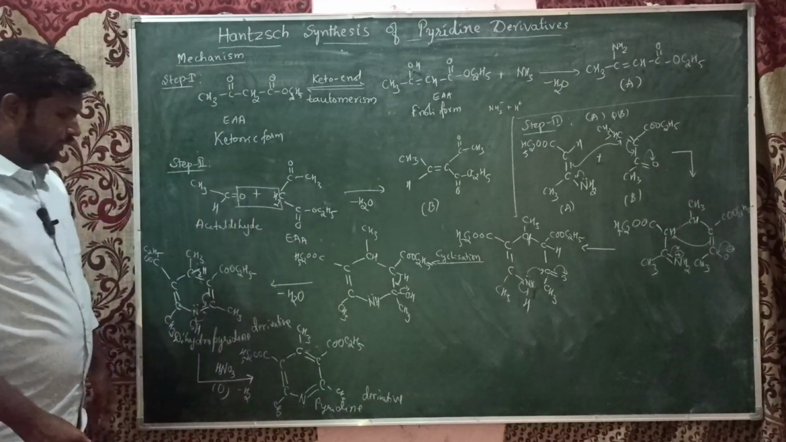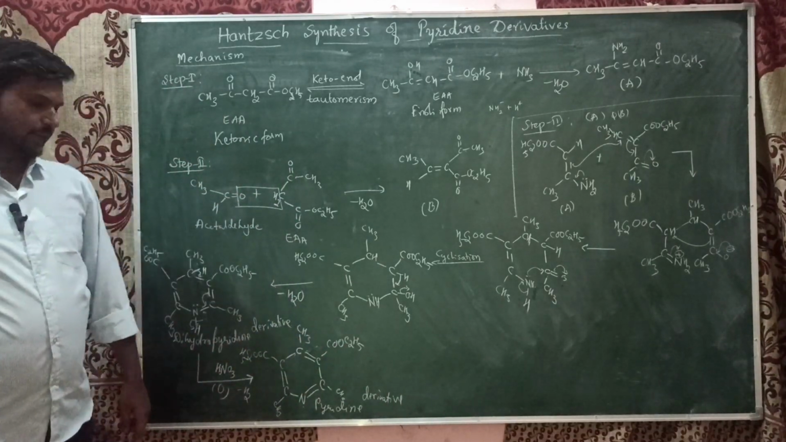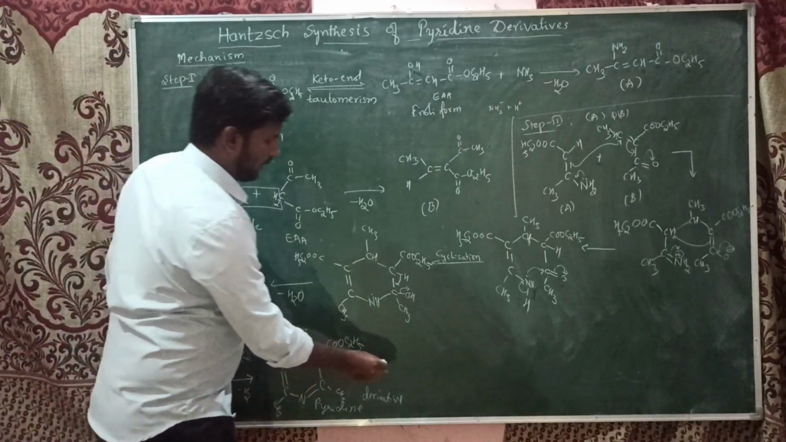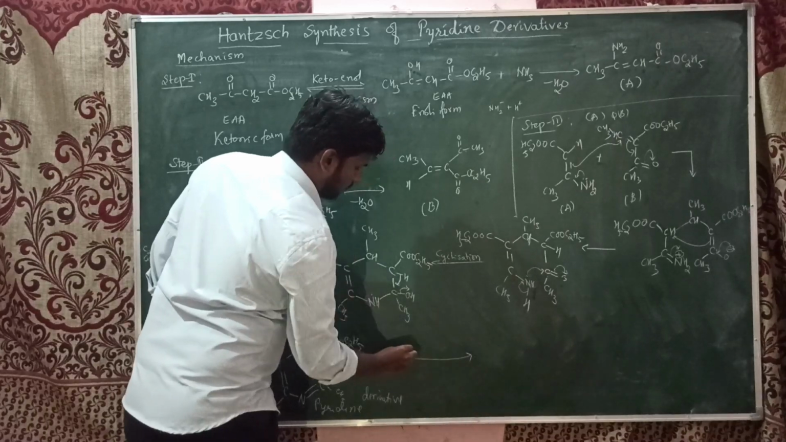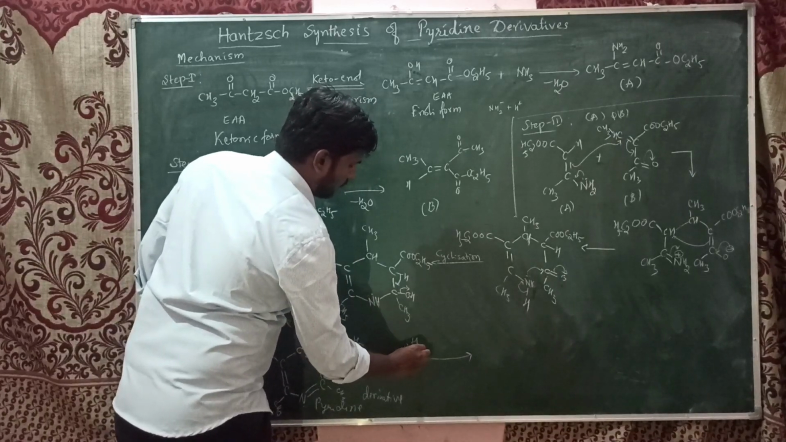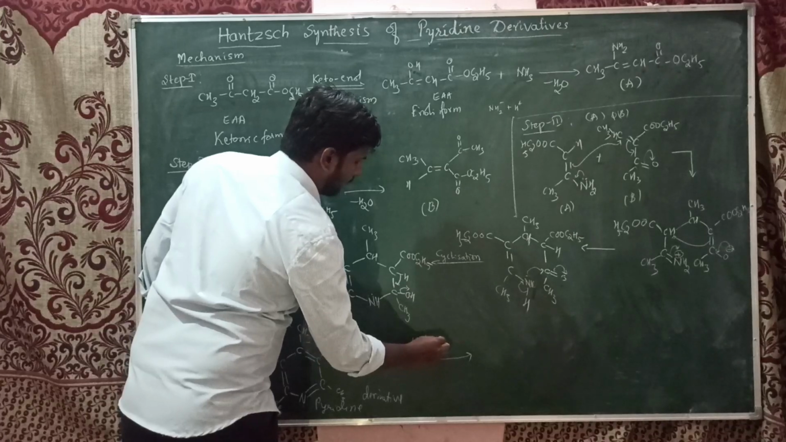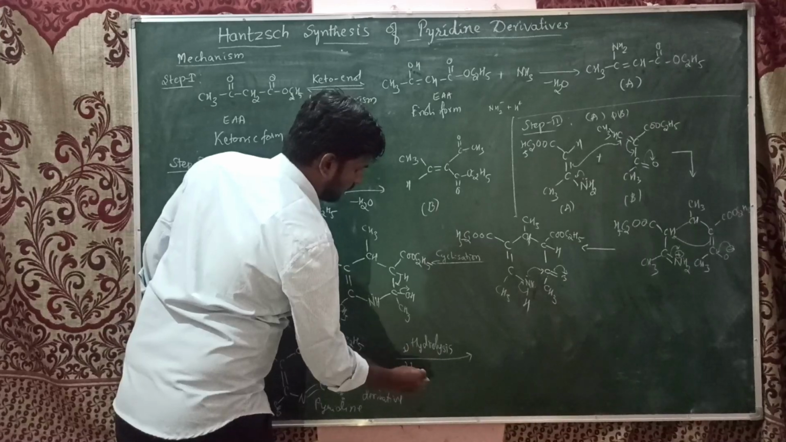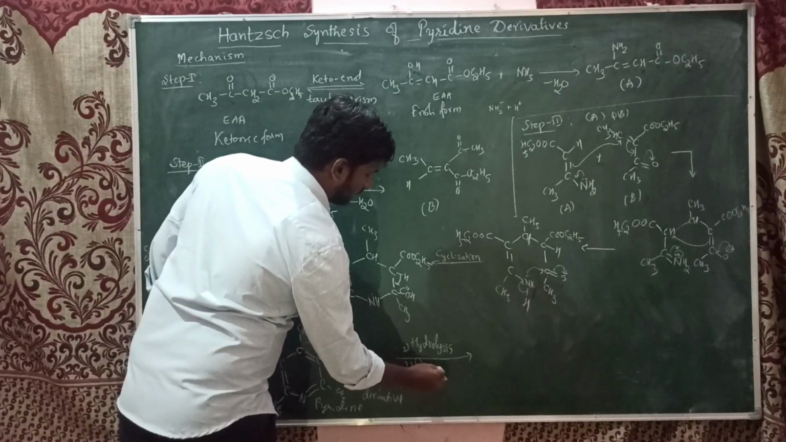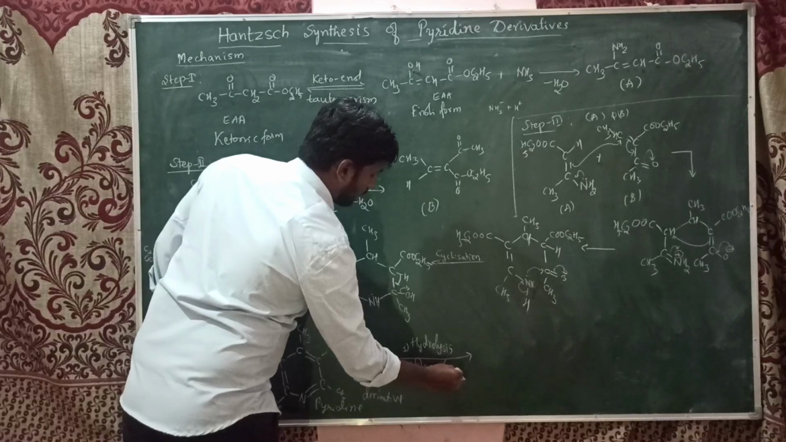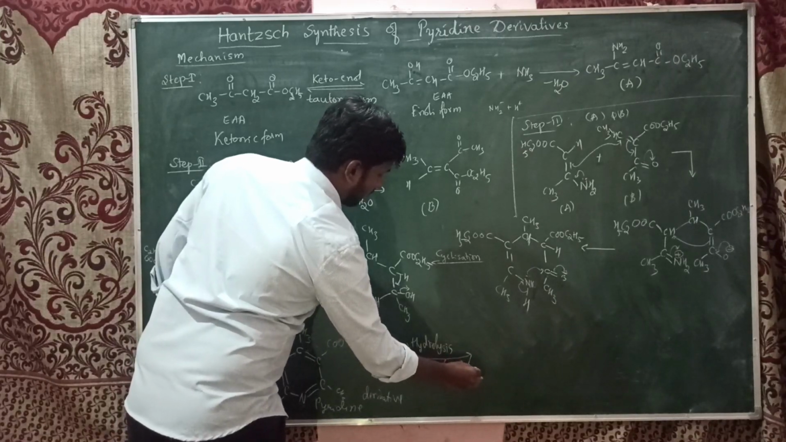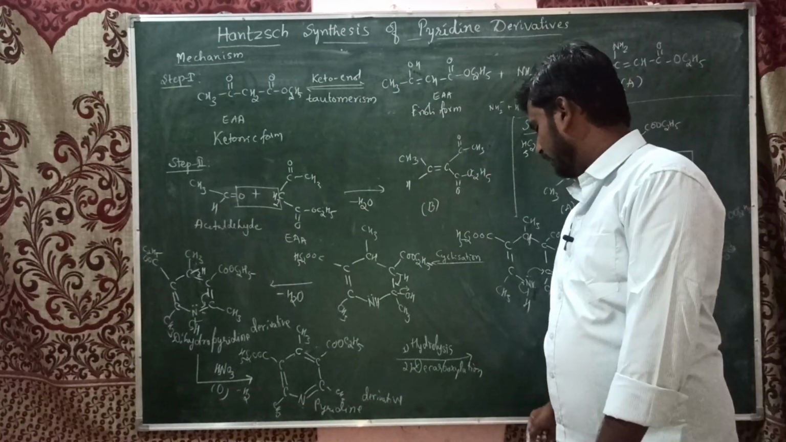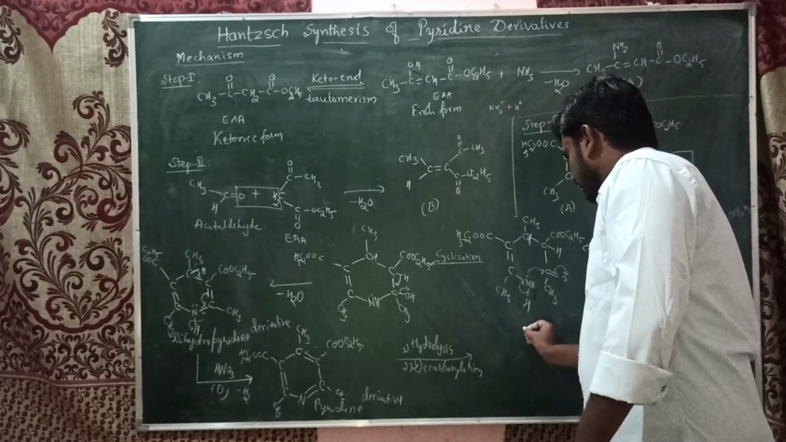But further, we can remove these ester groups by hydrolysis and decarboxylation. So let me write that also. First it undergoes hydrolysis, and second it undergoes decarboxylation. Now it is going to form a trimethyl pyridine compound.